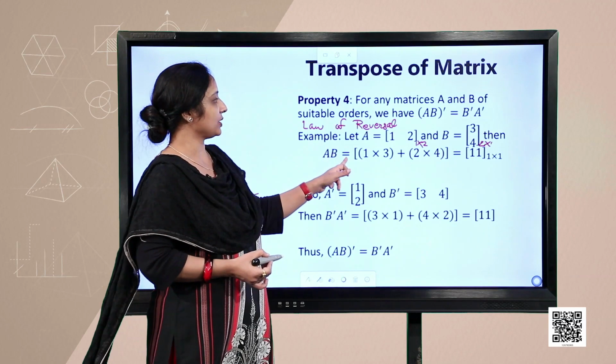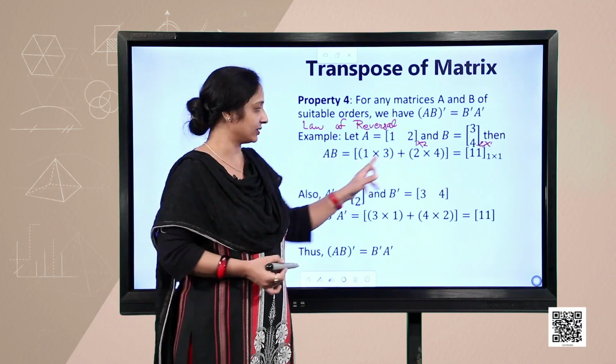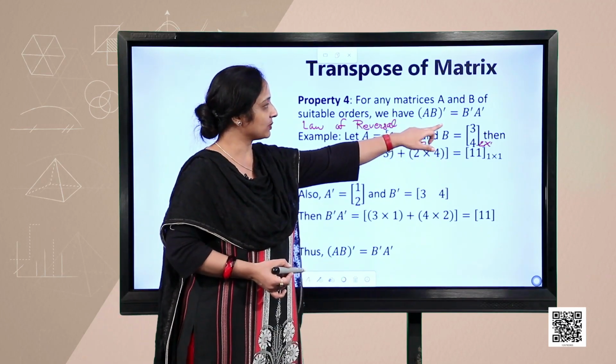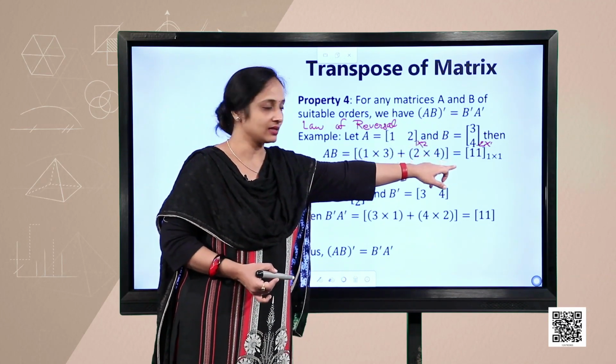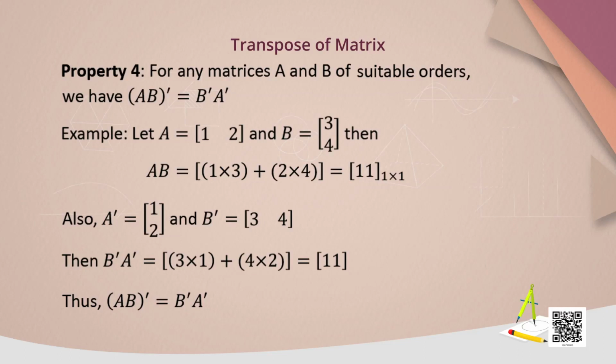That means AB is going to be a 1 by 1 matrix. So, 1 will be multiplied by 3 plus 2 will be multiplied by 4, and your final answer is 11, but that element 11 is to be written in the matrix notation.